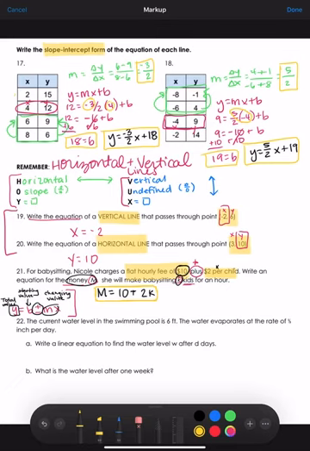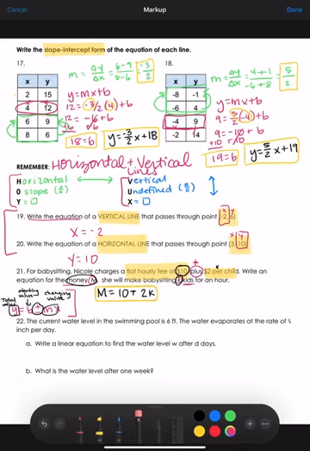So we're going to move on to this next one. It says, the current water level in a swimming pool is 6 feet. The water evaporates at the rate of 1/3 inch per day. A says write a linear equation to find the water level W after D days, and what is the water level after 1 week. So we kind of want to break this down and think about what's happening here.